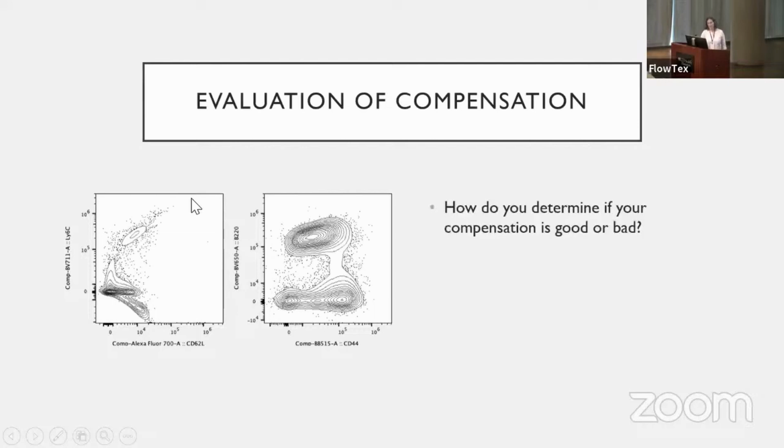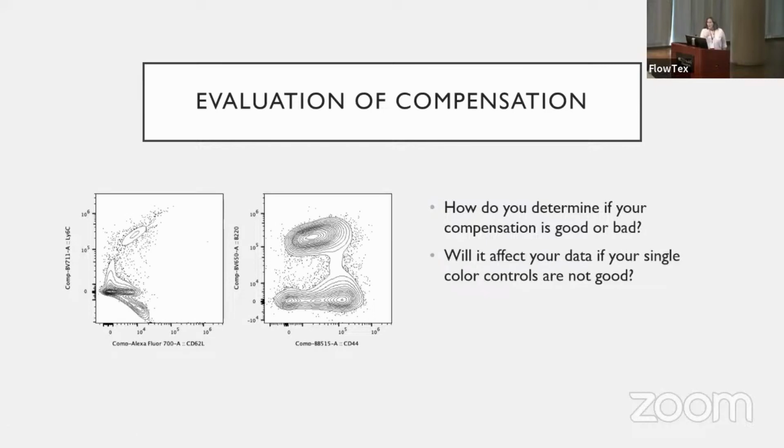All right, here's your favorite part: evaluation of compensation or spectral unmixing, whichever one you're doing. How do you determine if your compensation is good or bad? If these are the two samples, I think everybody in the room would very clearly say that this one seems to make a lot more sense, having populations that are reasonably orthogonal, versus this one here, which has a very large population that is very far below 0, so can't possibly be correct.